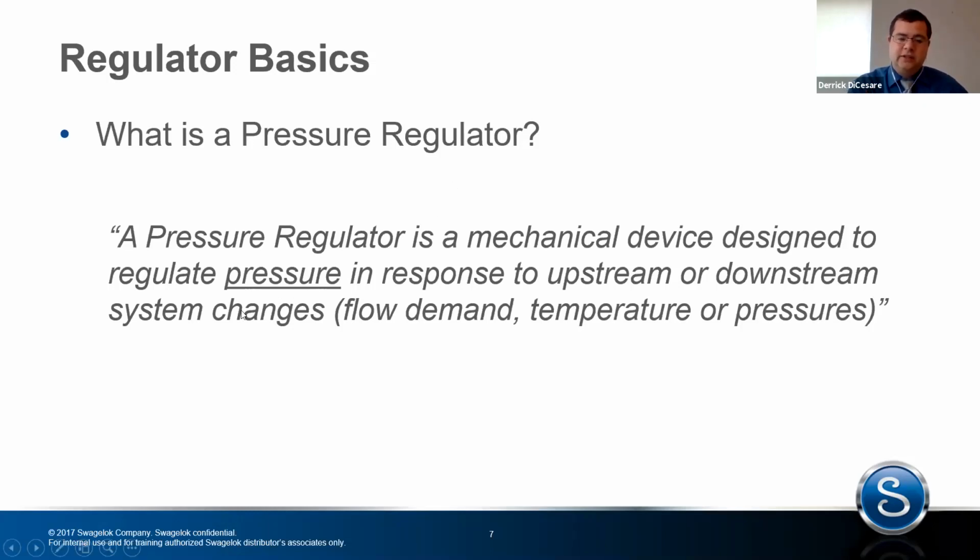So some of the system changes that you can experience can be flow demand in the system. It can be temperature changes. It can be pressure fluctuation, either from your supply pressure or something that happens downstream as well.